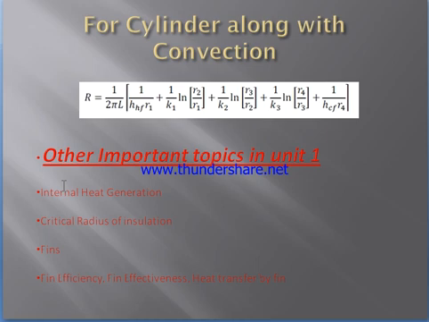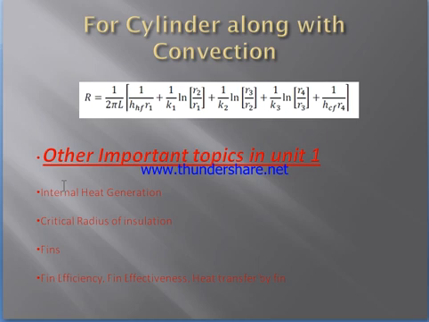And the next topic is critical radius of insulation. What is meant by critical radius of insulation? Critical radius of insulation is the radius at which the heat transfer will be maximum. The radius or the point at which the heat transfer rate is maximum is known as critical radius of insulation. What is insulation? Insulation is something that never allows the heat to transfer through it.